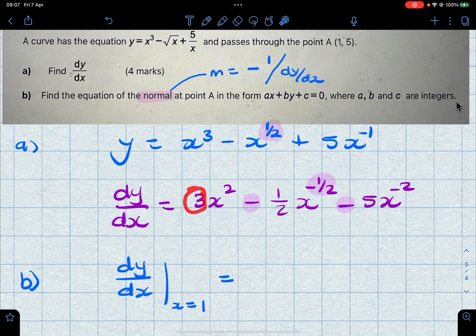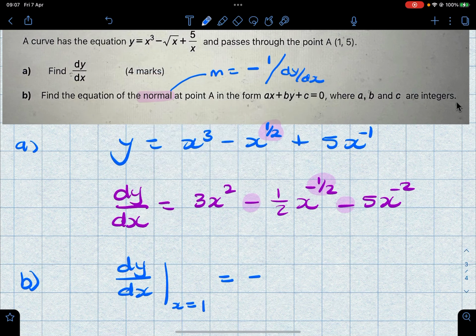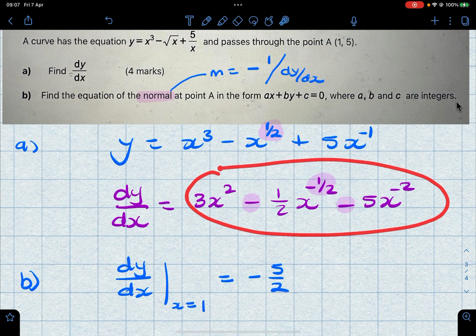So basically 1 to any power is 1. So the answer is 3 minus a half is 2.5, minus 5 is minus 2.5. So it's minus, let's call it 5 over 2. Okay, so you can use that. You can use a calculator basically and just replace 1 instead of x.